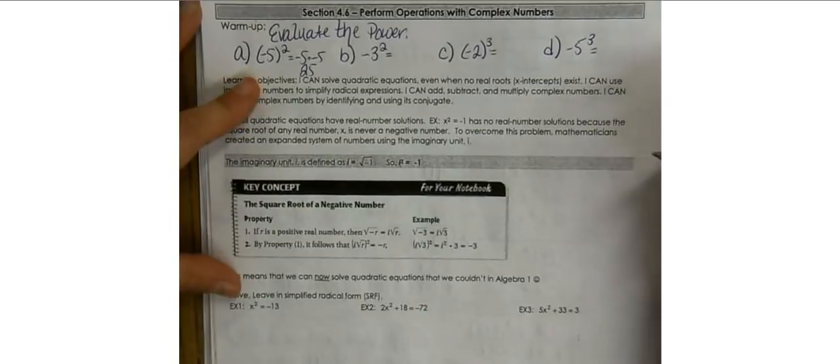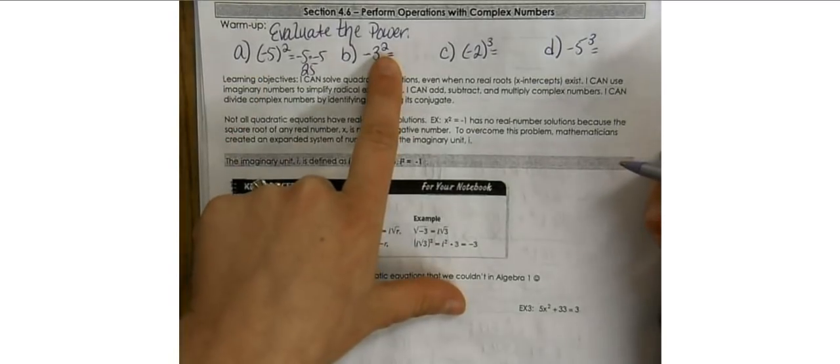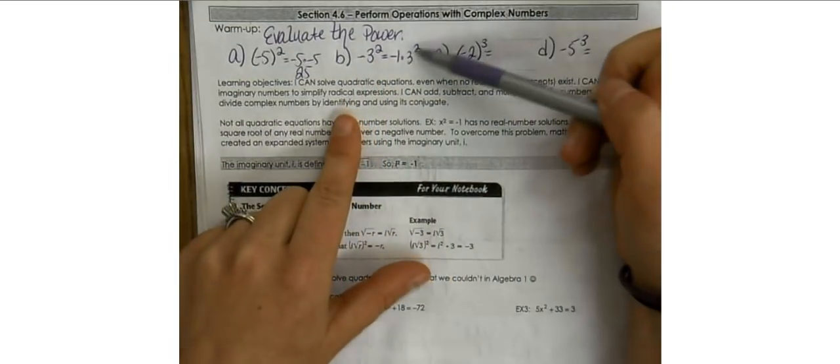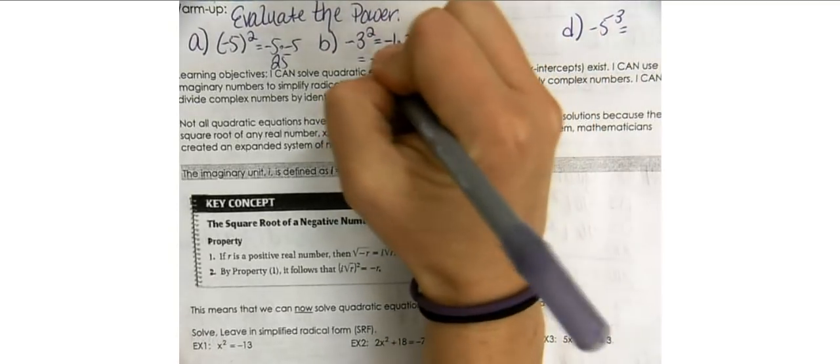For letter B, -3 squared really means -1 times 3 squared. And that's because the square is closer to the number 3. So unless you see parentheses, the way that we interpret this problem is exactly the way I have expanded it. -1 times 3 squared. We all know that 3 squared is 9, so this is really equivalent to -1 times 9, which is -9.